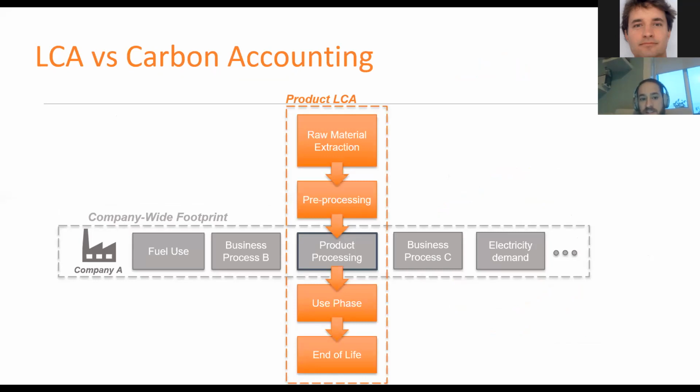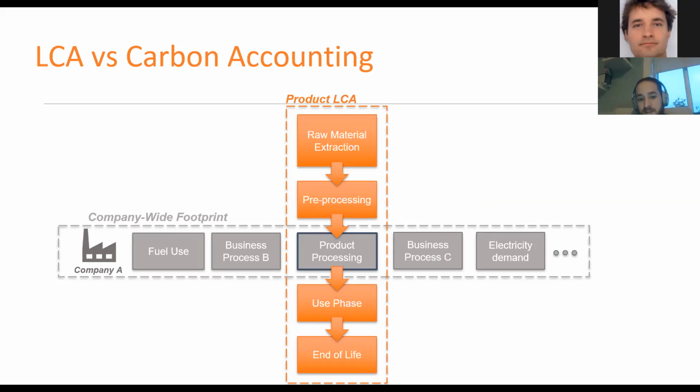So I'll tell you what LCA is versus what it's not. Sometimes people might get confused between company-wide carbon accounting, or carbon footprinting, and LCA, but it's not exactly the same thing. A company-wide footprint looks horizontally across the business at what an entire business does: their fuel use, their different processes, electricity use, and business flights. That's not the point of doing a product LCA.